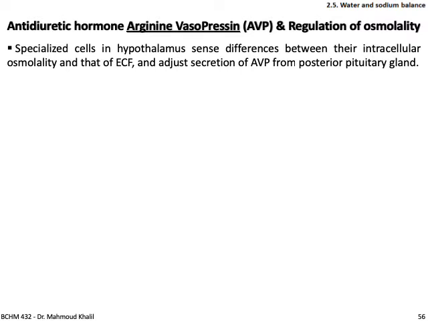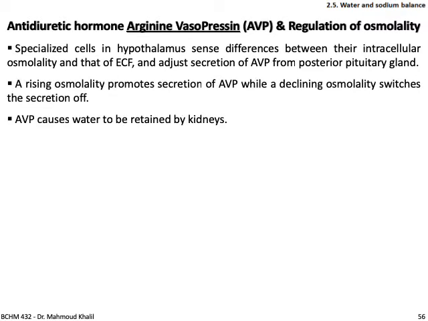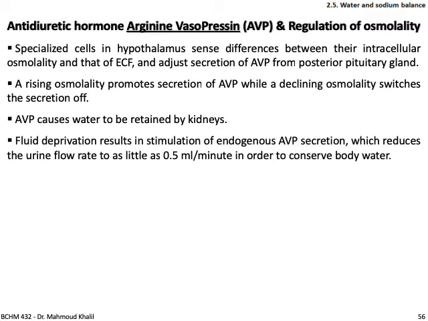Now we're going to talk about AVP and its major regulation of osmolality, and how it regulates osmolality. The secretion of AVP is controlled by the hypothalamus, which senses the osmolality of the ECF and adjusts the secretion of AVP from the posterior pituitary. A rise in osmolality will promote AVP, while a decline in osmolality will switch it off, because the major role of AVP is retaining water by the kidneys.